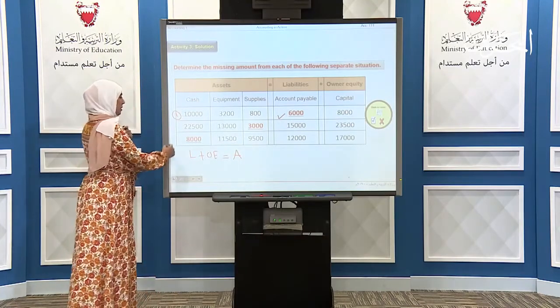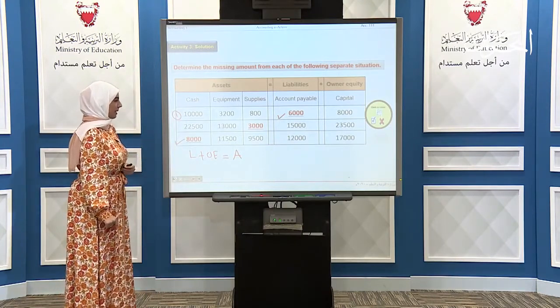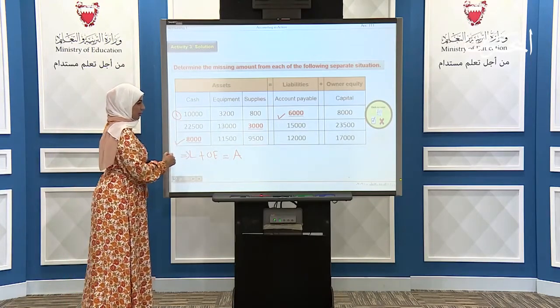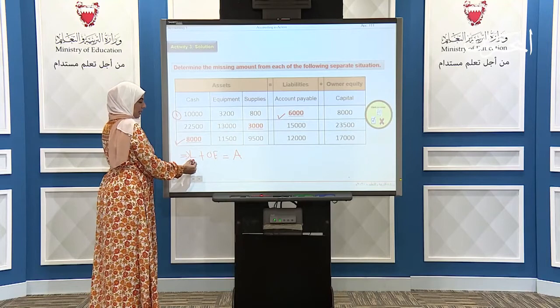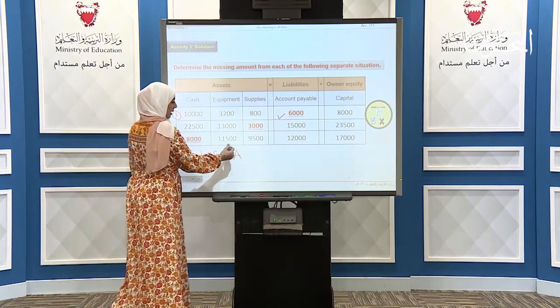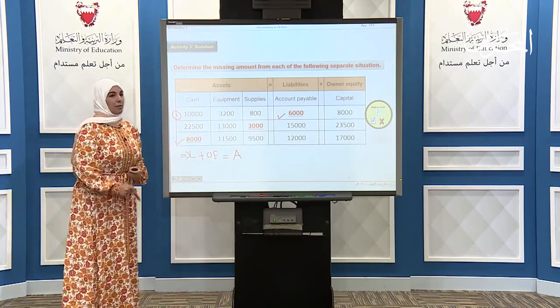Also, if I shift to the third example, I can apply the same equation. I take the total of liability plus the owner equity, and then get the difference, and it will be the figure of the cash.